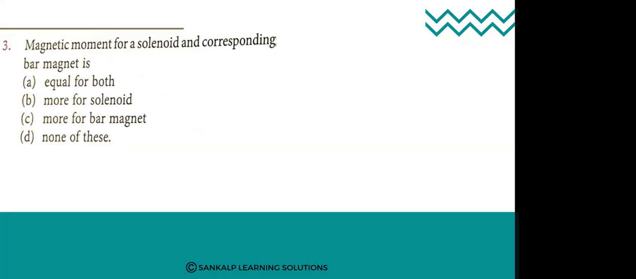Next, the magnetic moment of a solenoid and the corresponding bar magnet is: equal for both, more for the solenoid, more for the bar magnet, or none of these. So, solenoid, I don't know if you know it. Solenoid means, for example, if I take one iron rod.